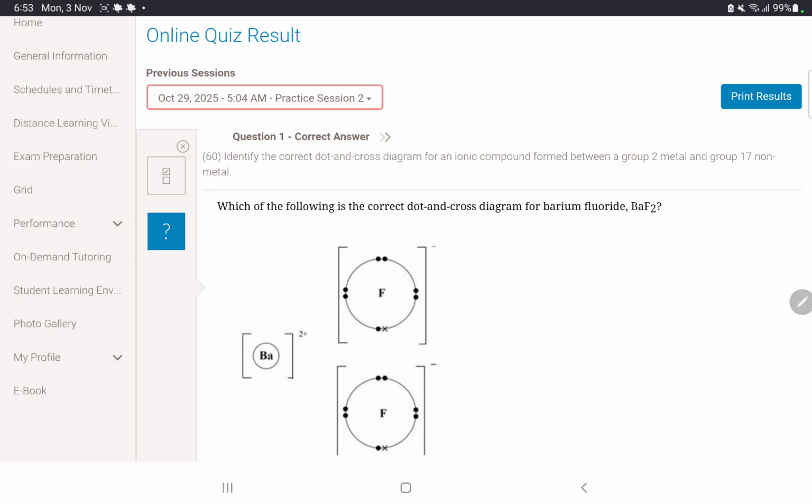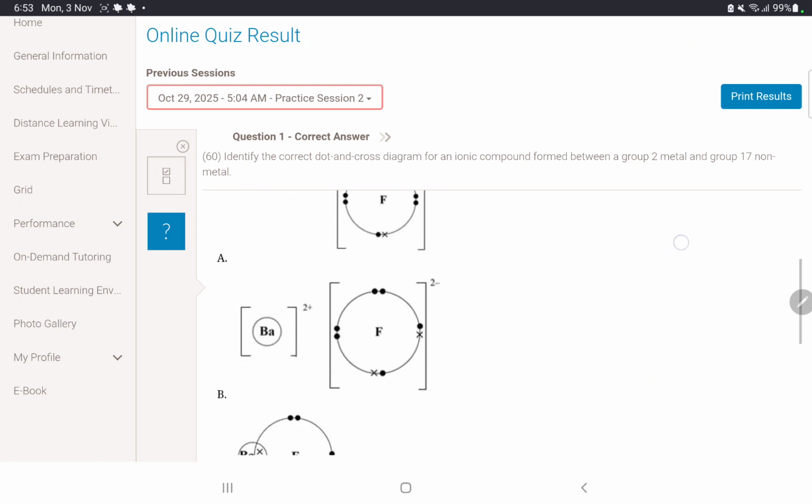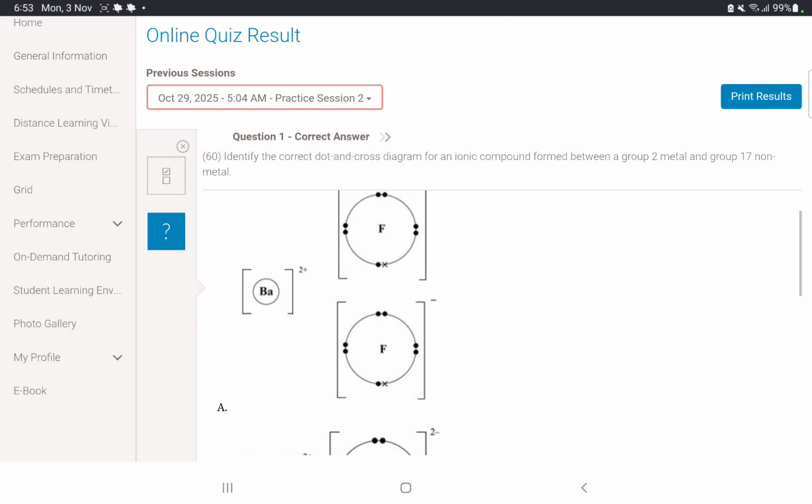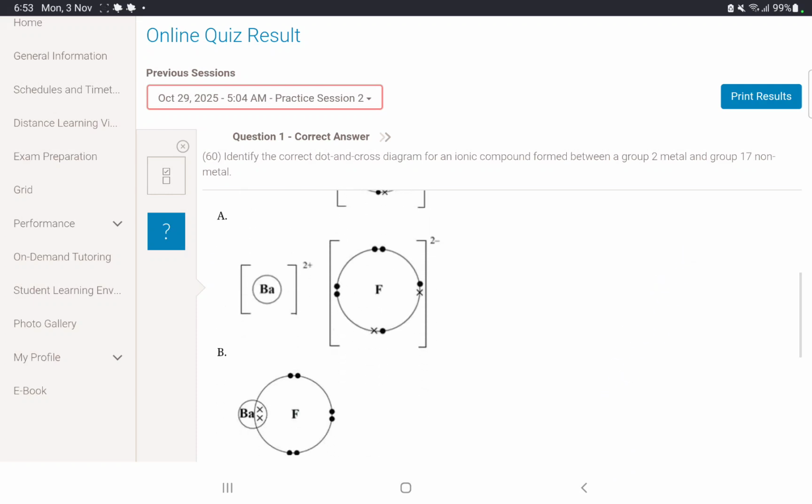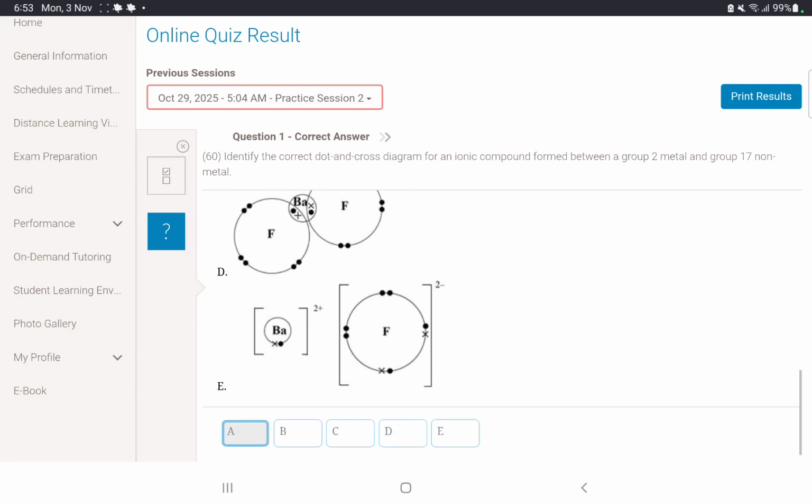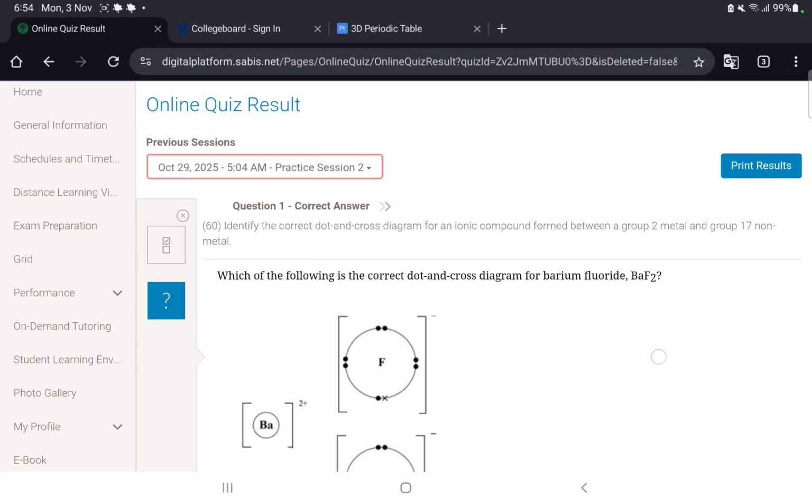Let's look at our options. We go down, we see A could be correct, B might be correct, C is definitely wrong, D is definitely wrong, E might be correct. Then we start looking at the signs.